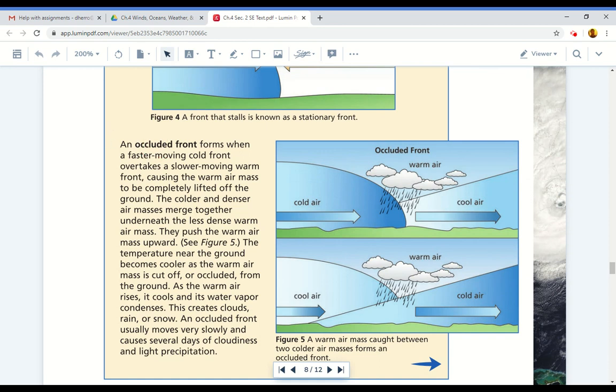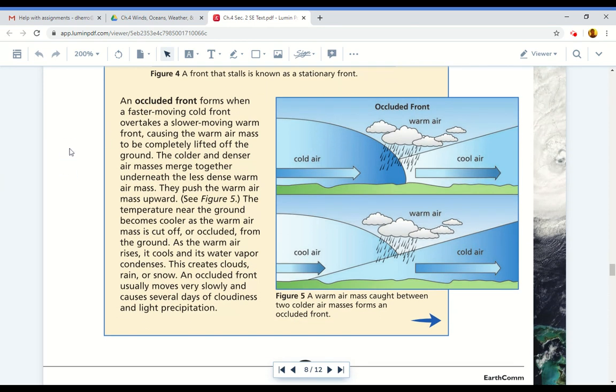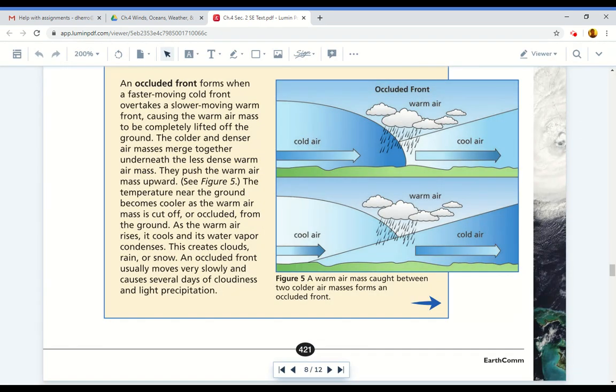An occluded front forms when the faster moving cold front overtakes a slower moving warm front, causing the warm air mass to be completely lifted off the ground. The colder and denser air masses merge together underneath the less dense warm air mass. They push the warm air mass upward. The temperature near the ground becomes cooler as the warm air mass is cut off, or occluded, from the ground.